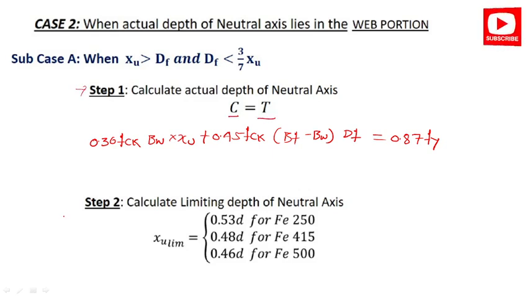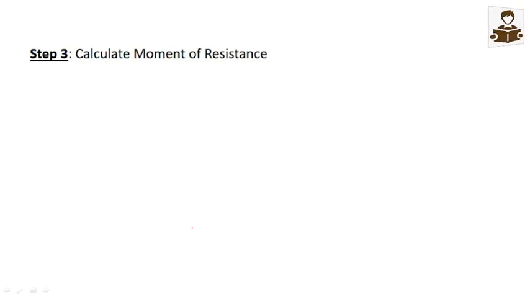Now what is the second step? This is the first step. Next, second step is you have to calculate the limiting depth of neutral axis. That we can calculate from the given grade of steel, 250, 415, 500, for which we have to use this formula. Sorry. So next, to calculate the moment of resistance of this portion. So what is the formula?